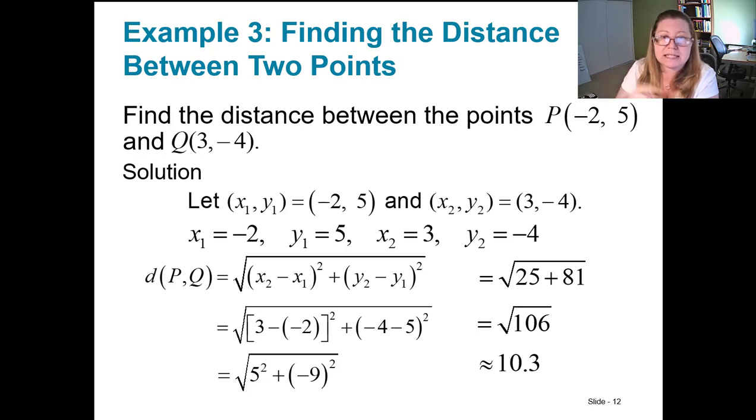So the distance between point P and point Q is about 10.3 units. So if this was, I don't know, feet, we could say feet. If it was inches, we could say inches. If there is no measurement at all, then we just leave it as is, 10.3.